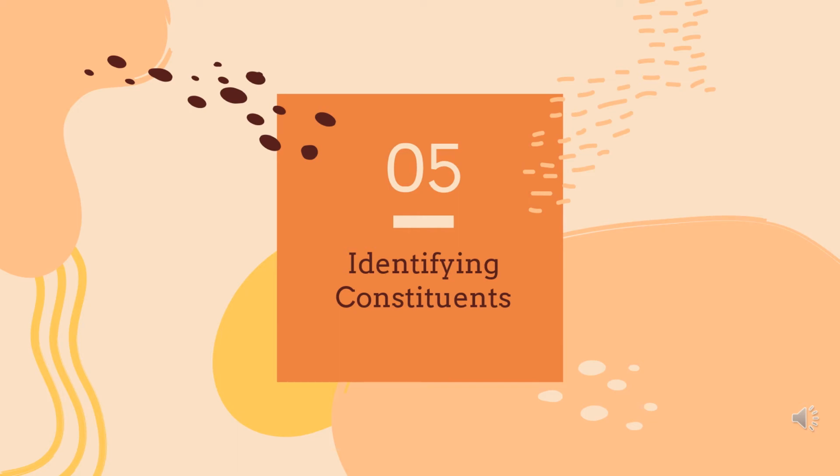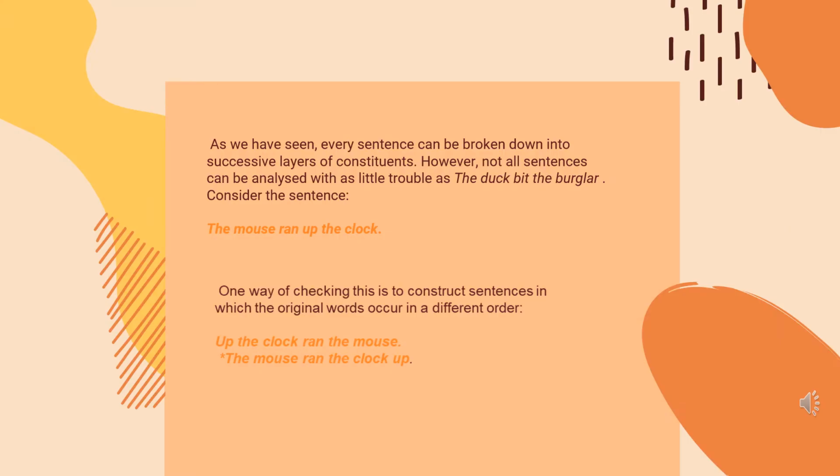Identifying constituents. As we have seen, every sentence can be broken down into successive layers of constituents. However, not all sentences can be analyzed with as little trouble as "the dog bit the burglar." Consider the sentence, for example, "The mouse ran up the clock." How should this be analyzed? Should we group "ran up" together on the assumption that these words could be replaced by a word such as "climbed," or should we group "up the clock" together?